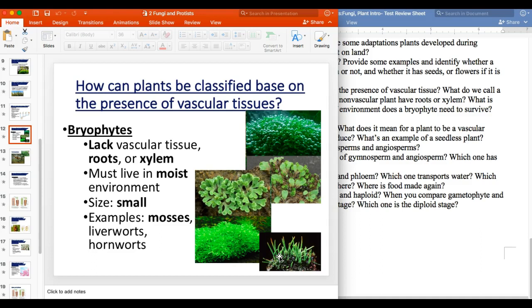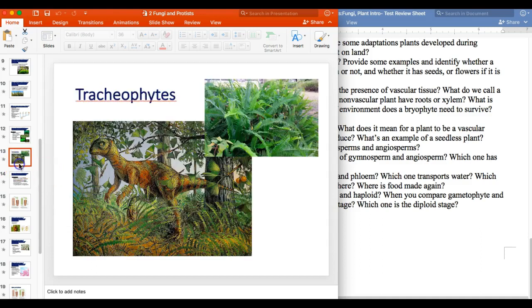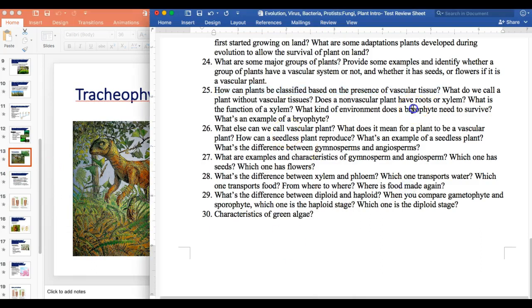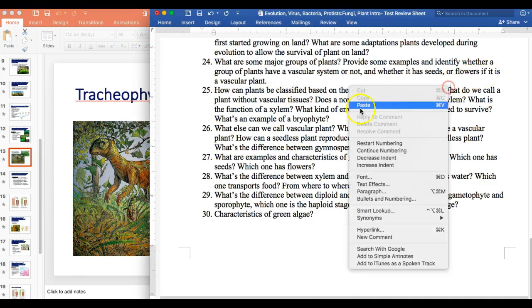So what is a xylem? A xylem does not exist for bryophytes, but it does exist for all the tracheophytes, because xylem transports water and is able to transport water for longer distances. If you see a tree outside that's really tall, or any trees really, they all have xylem that transports water. The next one will be, okay, we did this.